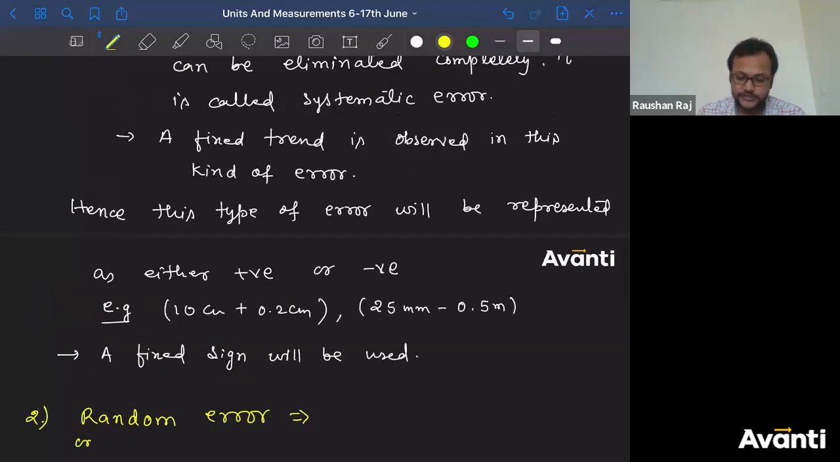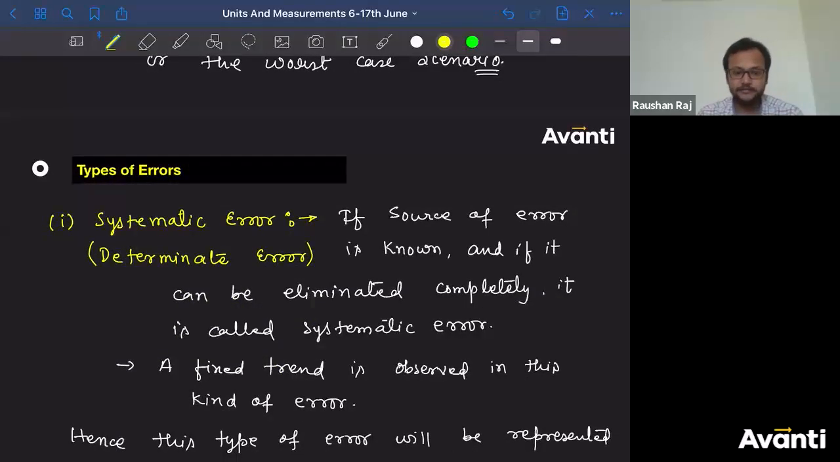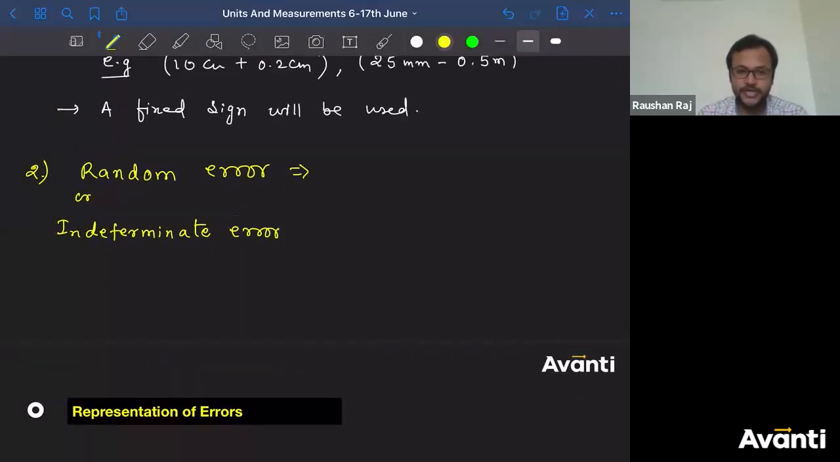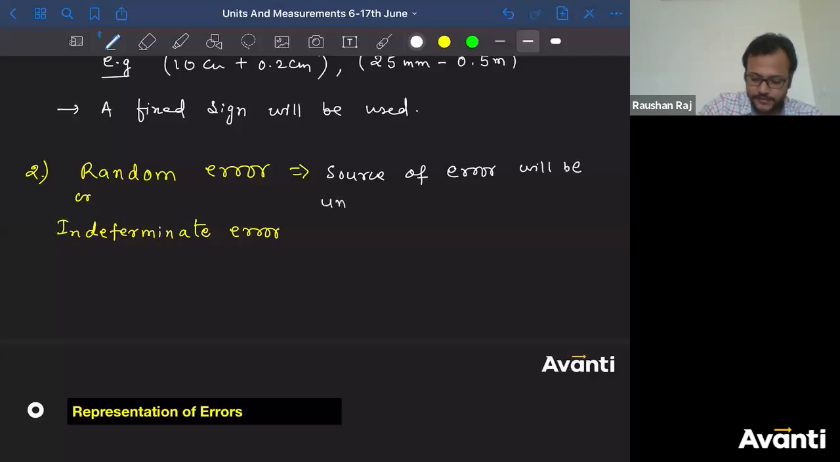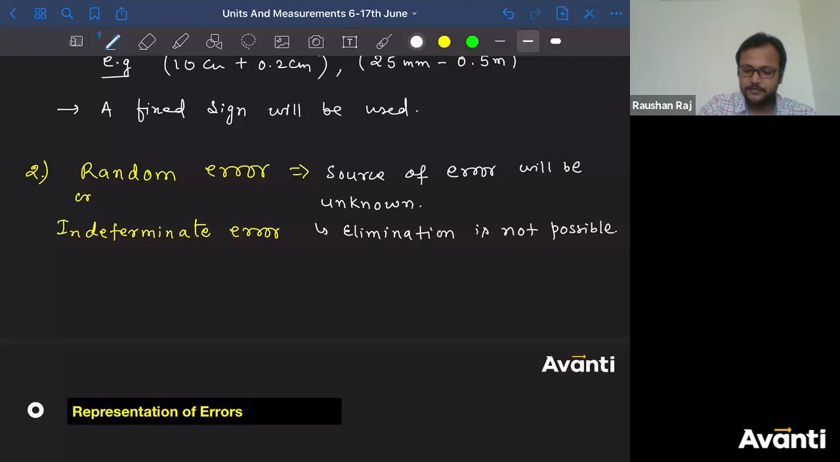So here you know the source of error. You can eliminate that completely. But here, if you don't know the source only, can you eliminate the error? No, right? So I'll say the source of error or the cause of error will be unknown. So the source of error will be unknown. Yeah, it will be unpredictable. So elimination is also not possible.